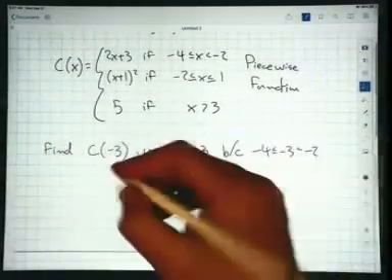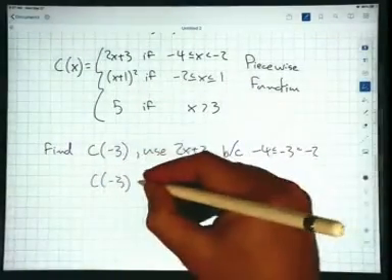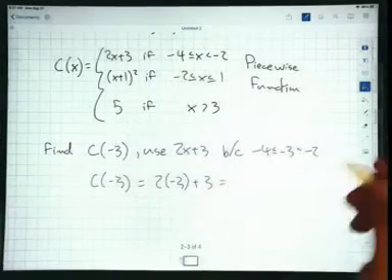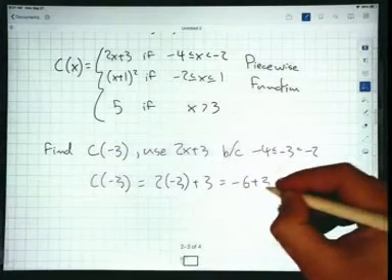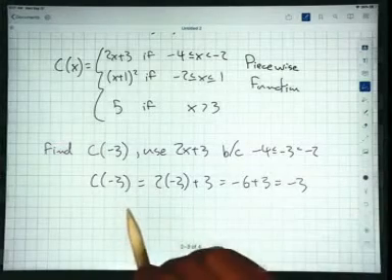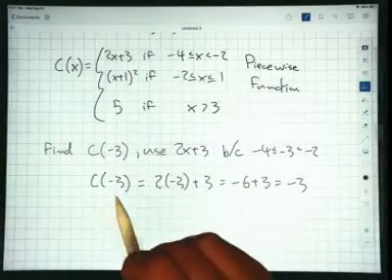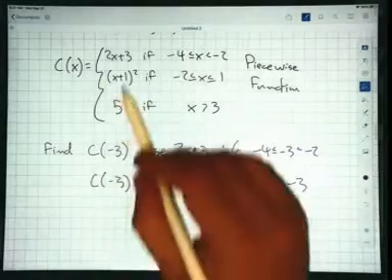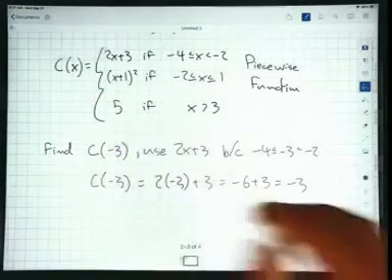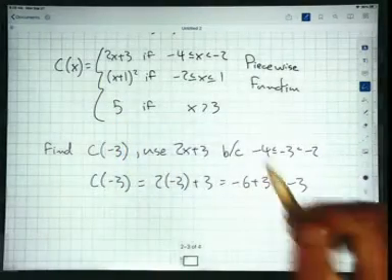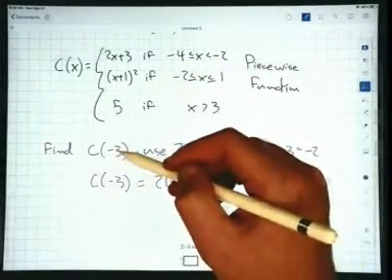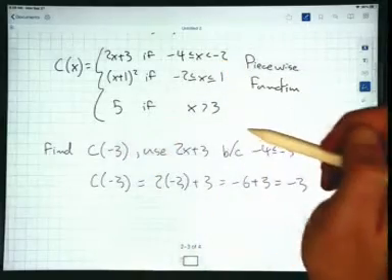So C at negative 3 is 2 times negative 3 plus 3, which is negative 6 plus 3, which equals negative 3. Notice I only have used one of these functions to evaluate C at negative 3. I didn't plug negative 3 into x here, and I didn't say that my output was 5. I only used the function where negative 3 fit in the corresponding interval.